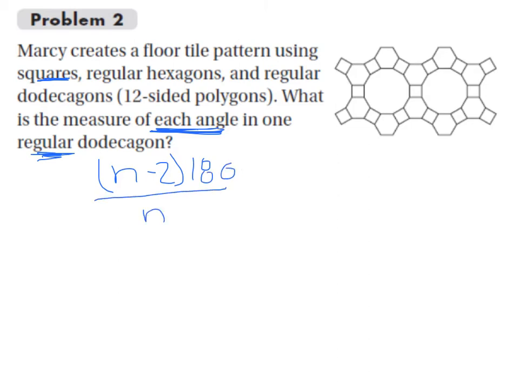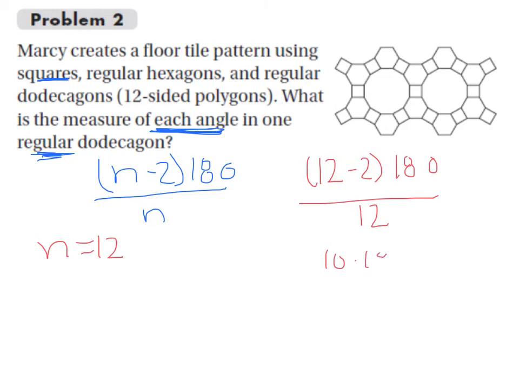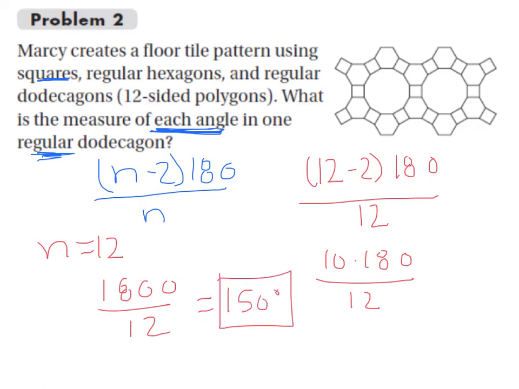So in this problem, in a dodecagon, n is equal to 12. I plug into my equation just like that, and 12 minus 2 gives me 10. So I have 10 times 180 divided by 12. 1,800 divided by 12 is equal to 150 degrees. So this right here would be my final answer. Each angle in my dodecagon, so this angle right here, is 150 degrees.